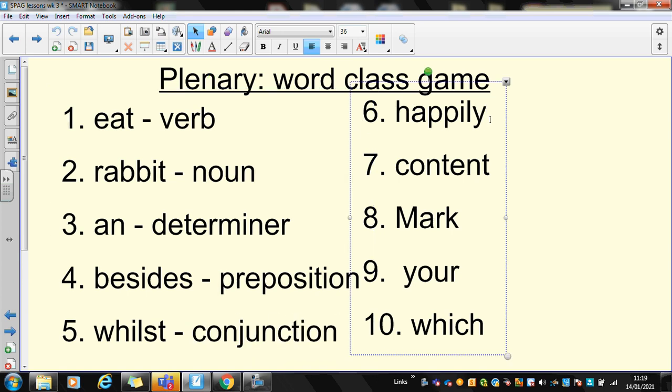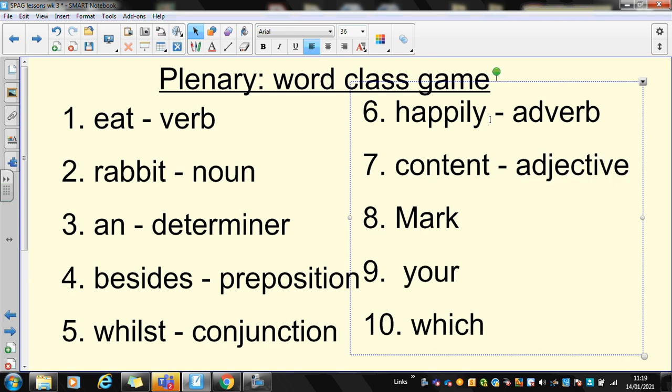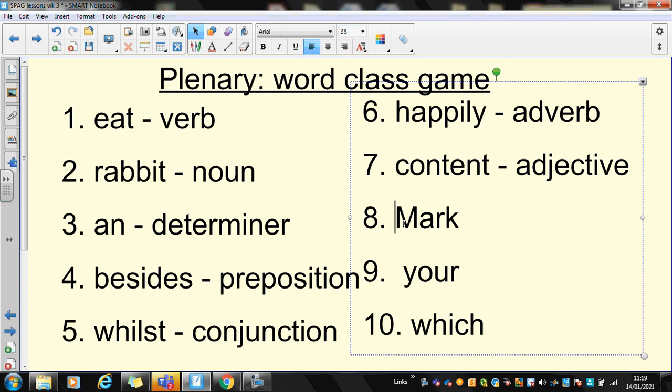If you are playing happily, it's telling me how you're playing. So those words are called adverbs. Content is another word for happy, so a content child would be a happy child, and that word is describing the child, and describing words are called adjectives. We looked at this yesterday. I think the word was America. Today the word's Mark, and you'll notice that starts with a capital letter. It's a noun, but because it's a special type of noun, we use a capital, and they're called proper nouns.